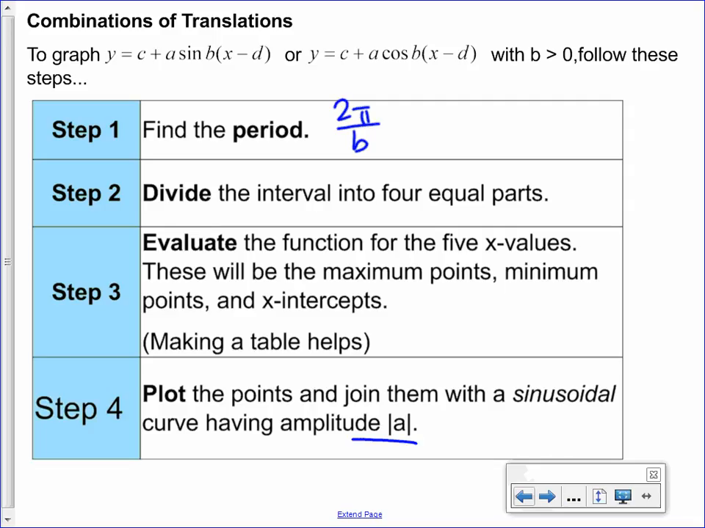The amplitude is the absolute value of the a. So in this case, the a is right next to the sine and cosine outside of the x. So whatever that number is, just take the absolute value, because it's a distance thing, so it's always positive.